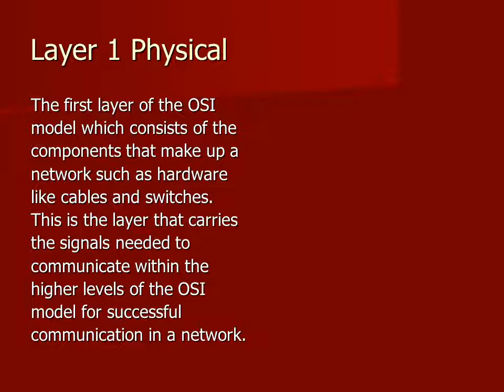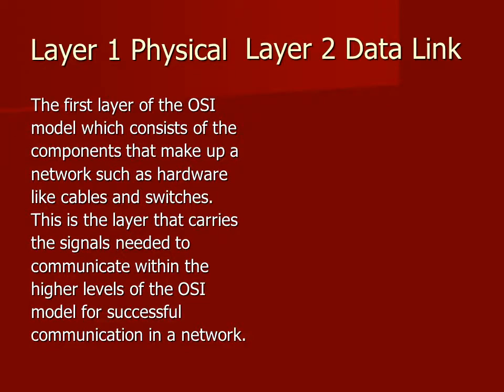Layer 1. Physical. The first layer in the OSI model consists of components that make up a network, such as hardware, like cables and switches. This is a layer that carries the signals needed to communicate with the higher levels of the OSI model for successful communication in the network.